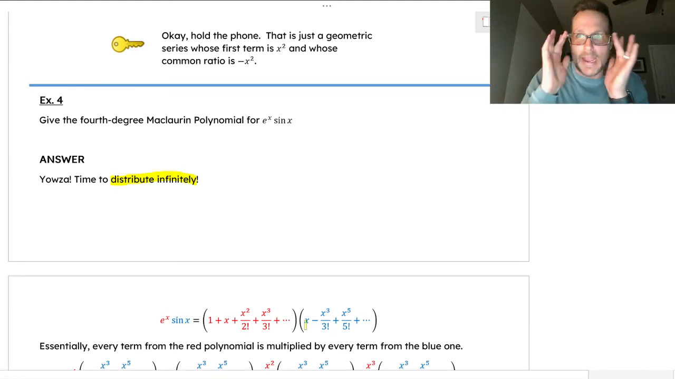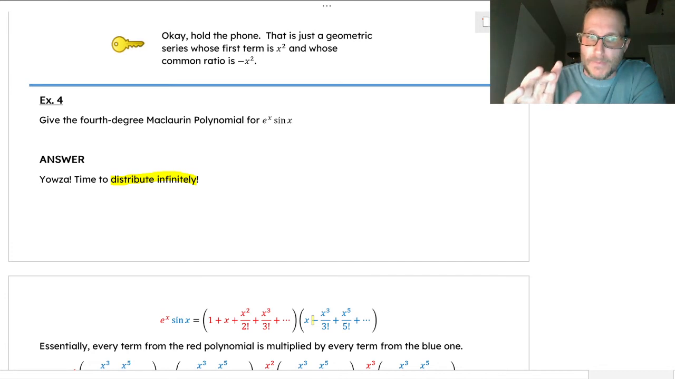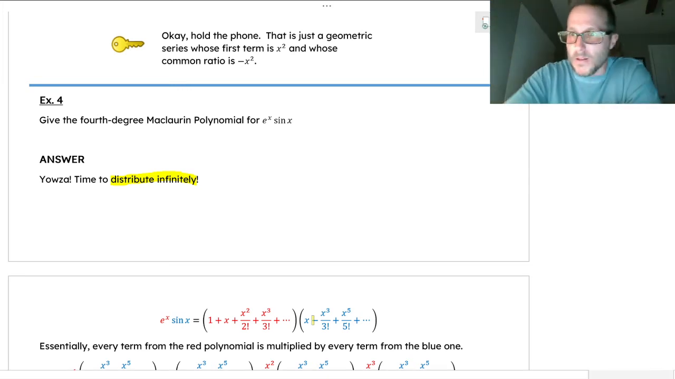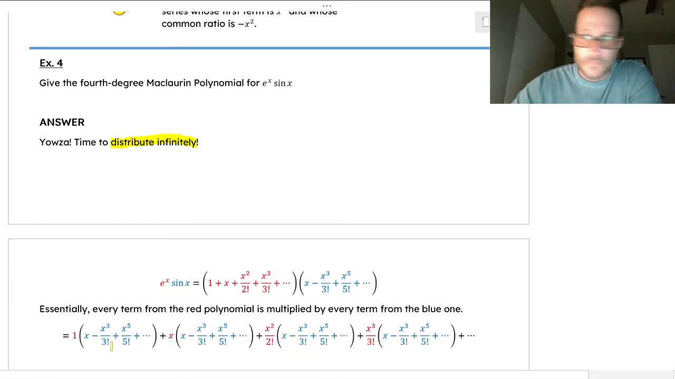I gotta FOIL this thing out. I gotta FOIL, and I never get to L. So think about the distributive property. It's like everything in the red has to get multiplied by everything in the blue. So I'm just going to take each piece of the red and multiply it by all of the blue. So here we go. Yikes. Don't be scared. It's just multiplication.